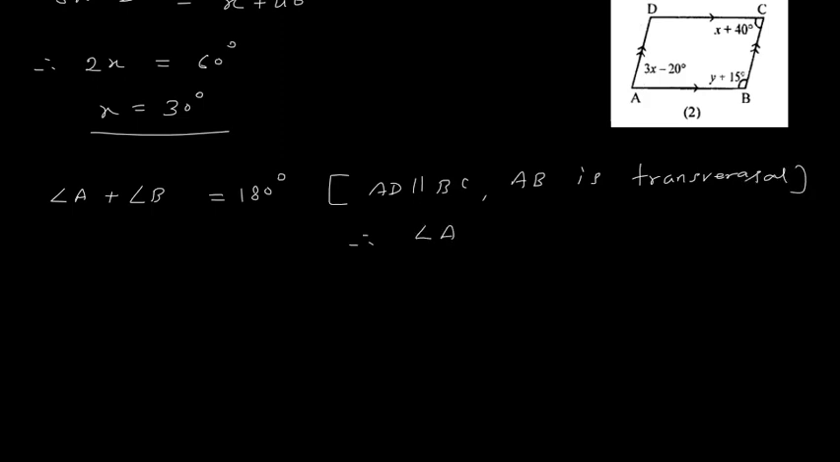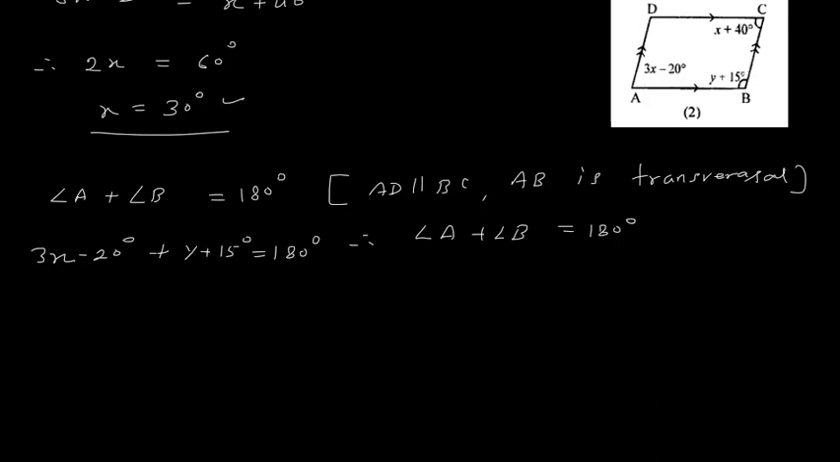Therefore, angle A plus angle B is equal to 180 degrees. Okay. So angle A is 3x minus 20 and angle B is y plus 15. Their addition will give you 180 degrees.